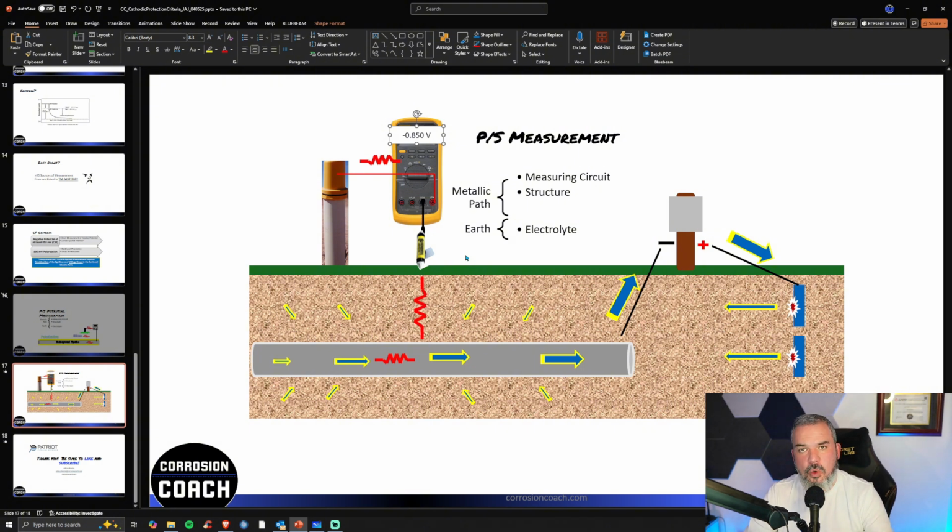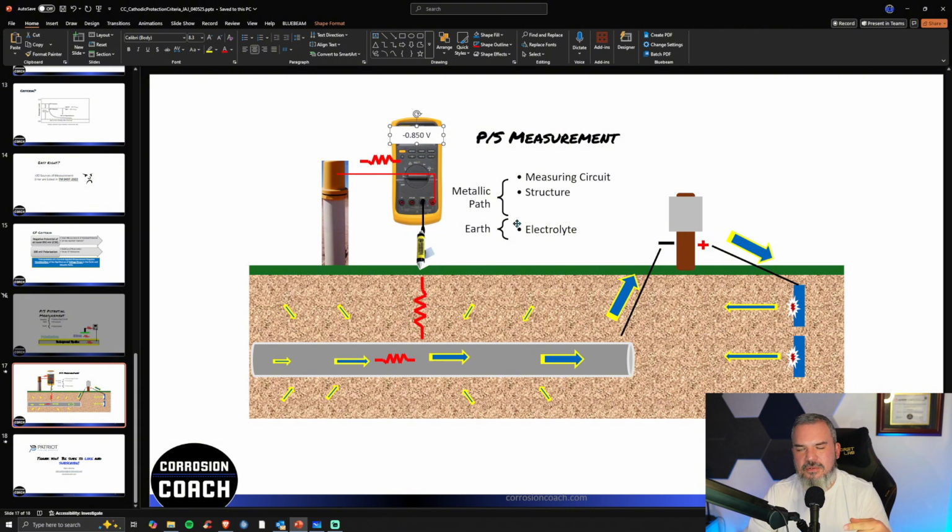You can actually pour water in order to do that. So that is listed in that test method, and that can be a spot that you can have plenty of error. So just be advised of that. Make sure you've got good earth contact with your reference cell. But that's our measurement circuit.